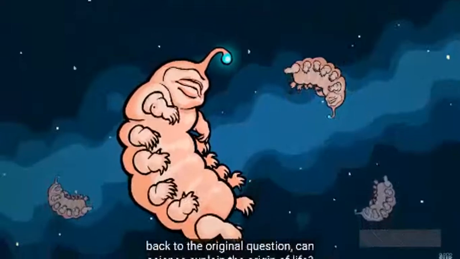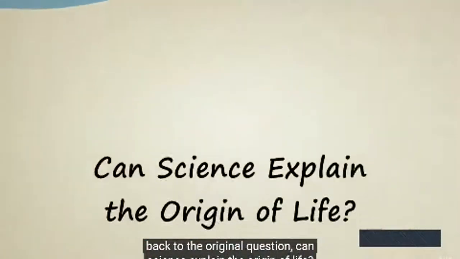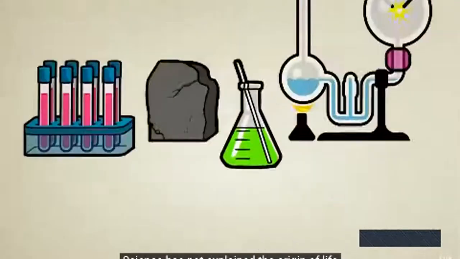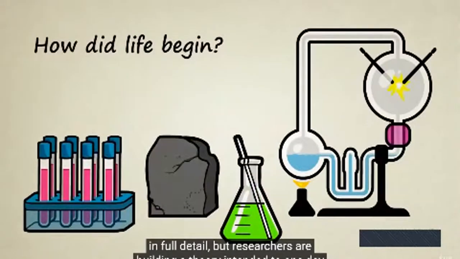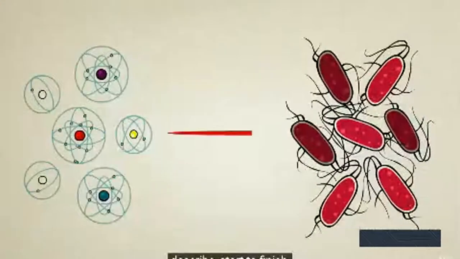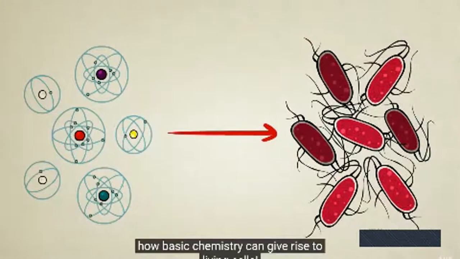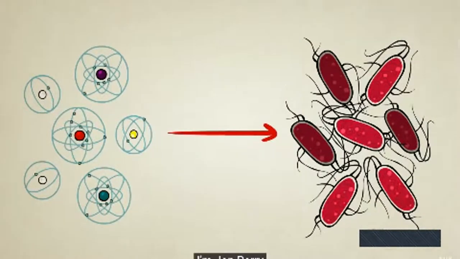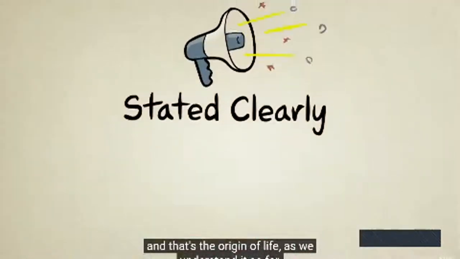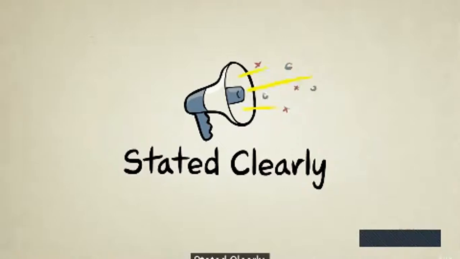So, back to the original question, can science explain the origin of life? Science has not explained the origin of life in full detail, but researchers are building a theory intended to one day describe, start to finish, how basic chemistry can give rise to living cells. I'm John Perry, and that's the origin of life, as we understand it so far, stated clearly.